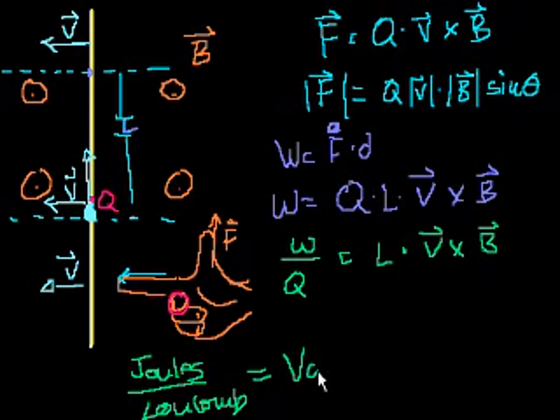This is equal to volts. Volts are joules per coulomb. So these charges are going to start moving in this direction as if there is a voltage difference, as if there is a potential difference between this point and this point, as if this is a positive voltage terminal and this is a minus voltage terminal.